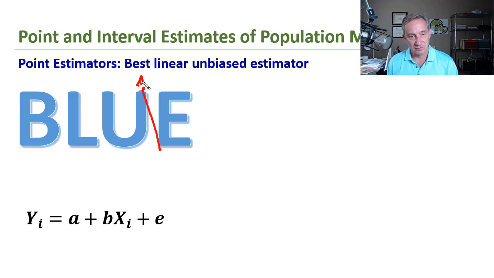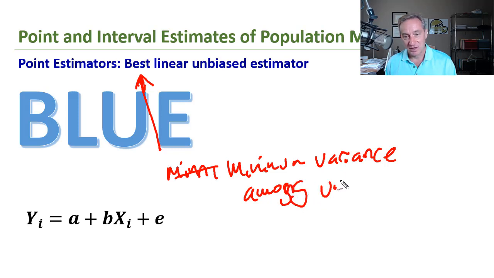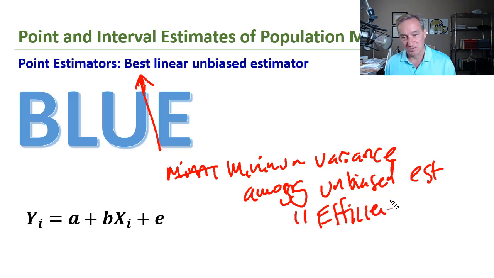Best here just means minimum variance among the unbiased estimators, and we just called that efficient, right? That was our definition of efficient. If we have two unbiased estimators, the one with minimum variance is the efficient one, and this is what best here means. So best is the best or efficient linear unbiased estimator.